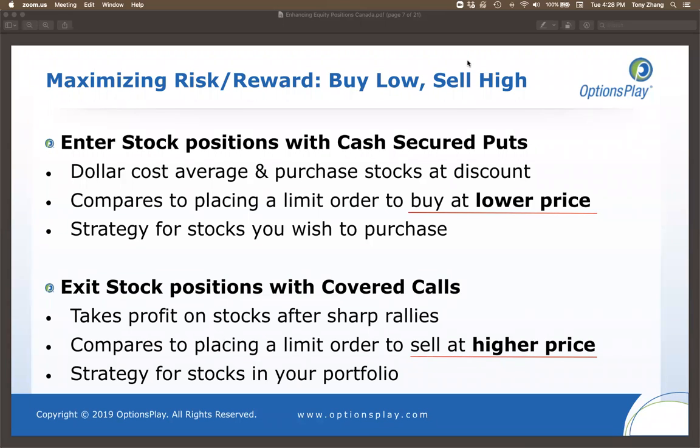So the goal here, again, is to make sure that we buy at a lower price and then we sell at a higher price. And that's what a cash secured put and a covered call force you to do, and apply a bit of discipline to your trading to force you to buy low and sell high.